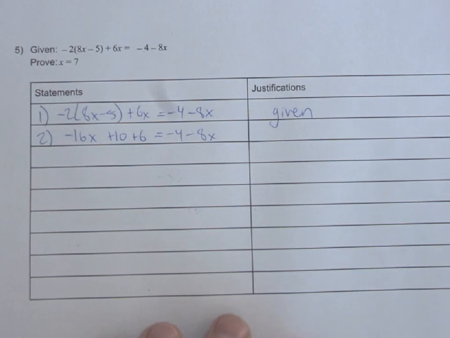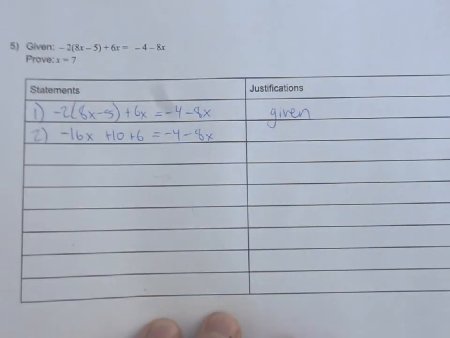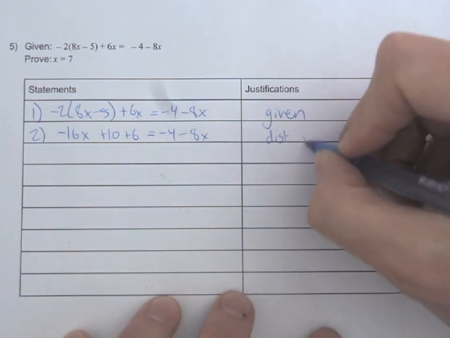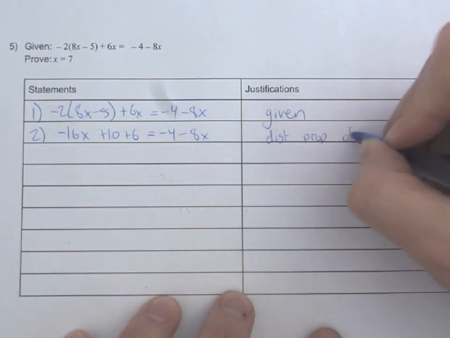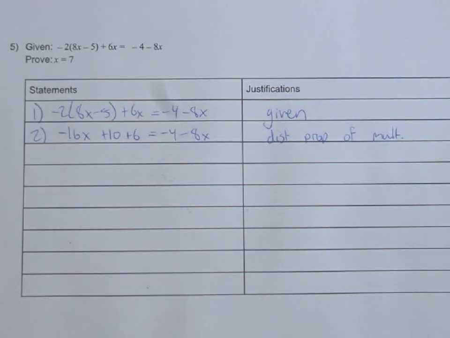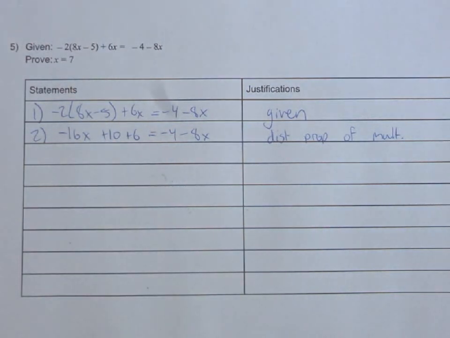The reason why we're allowed to do that, again, is the distribution property of multiplication. So when I have two things in parentheses and I'm multiplying outside, I'm going to distribute. So I'm going to say dist for distribution, property of multiplication. Now this is not actually a property of equality. Notice I'm not balancing both sides. I'm replacing this with this thing because that's what distribution does. So it's actually a property of multiplication.